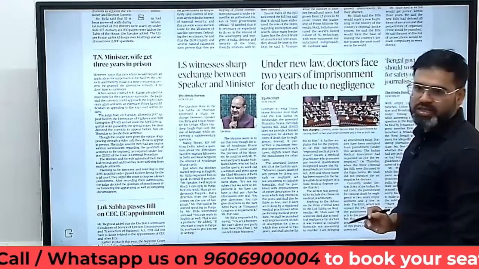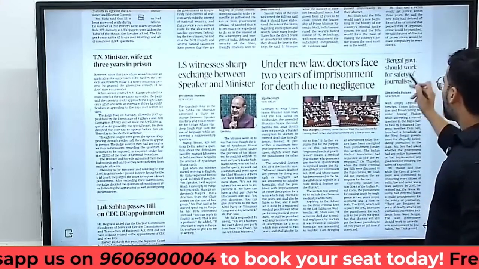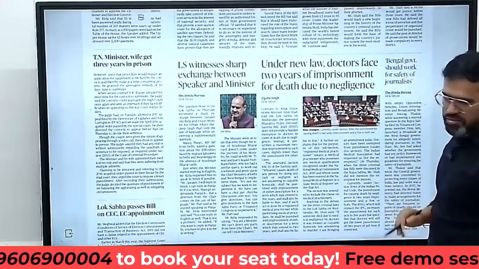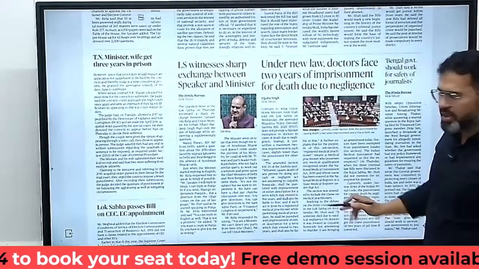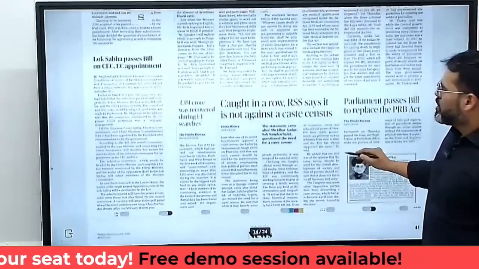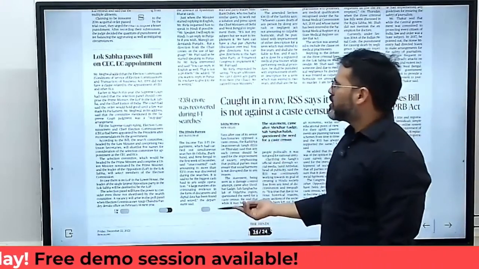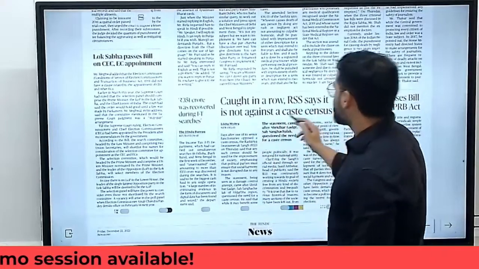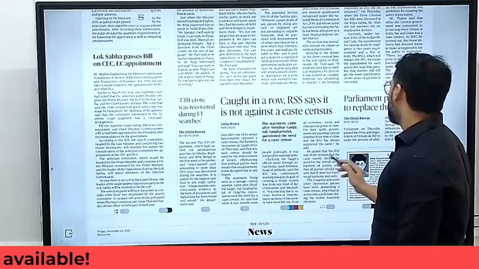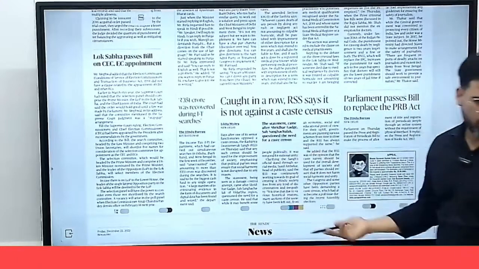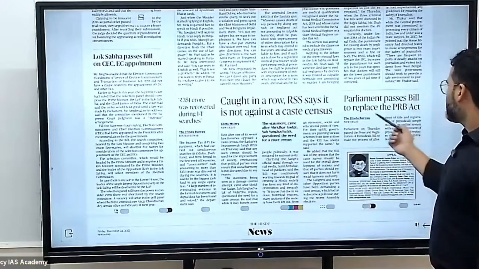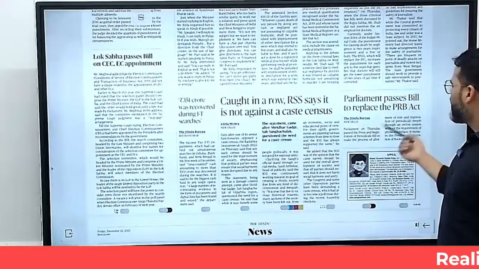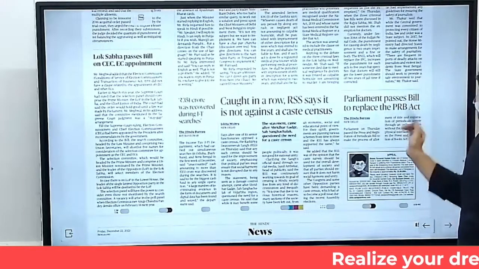ये आपको पढ़ना, what is this? ठीक है? Bengal government should work for safety of journalists. पढ़ लो क्या, but not important that much. 351 crore was required, not important. Caught in a row, RSS says it is not against the caste census, not important because RSS said, कोई important नहीं है. Parliament passes bill to replace the PRB Act, मतलब place and registration of, again not important, leave it.